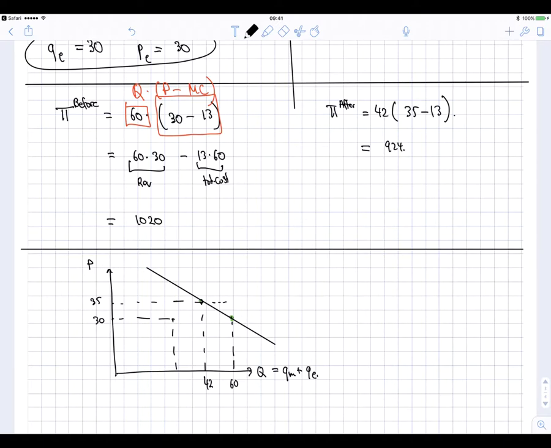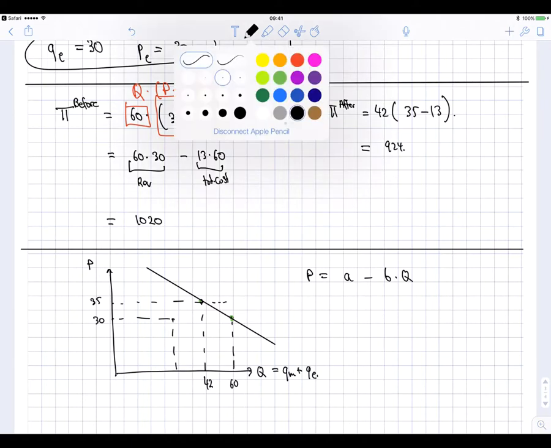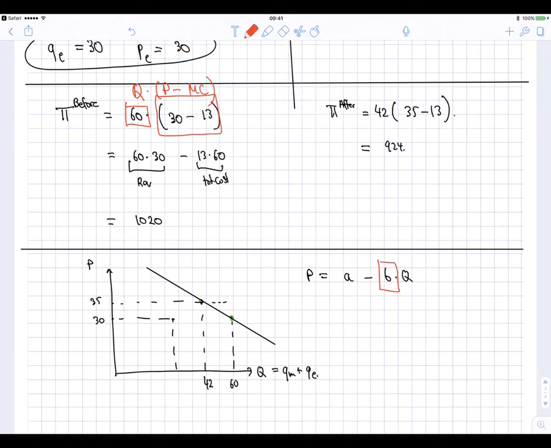Yeah? You need to find the y-intercept, you need to find the x-intercept, you need to find the slope, right? So if you think about the line, P is equal to A minus B times Q, right? That's what you need to find. Can you find the slope, the B? And you know it's negatively sloped, right? Can you find the slope? How would you go about finding the slope?